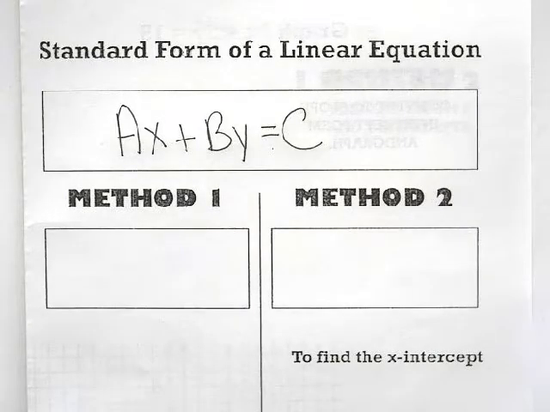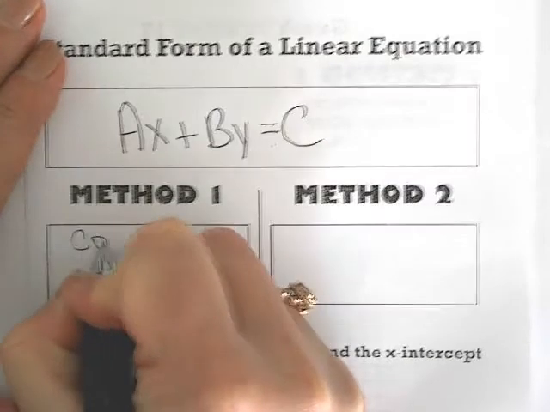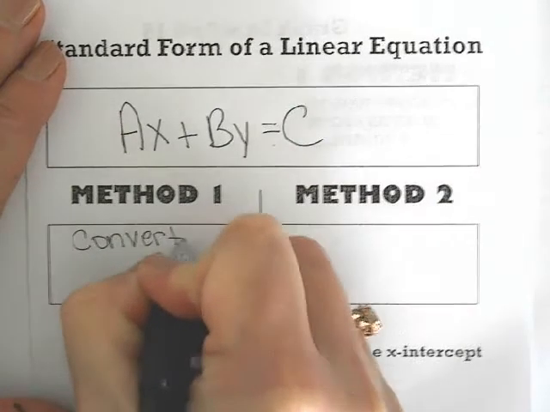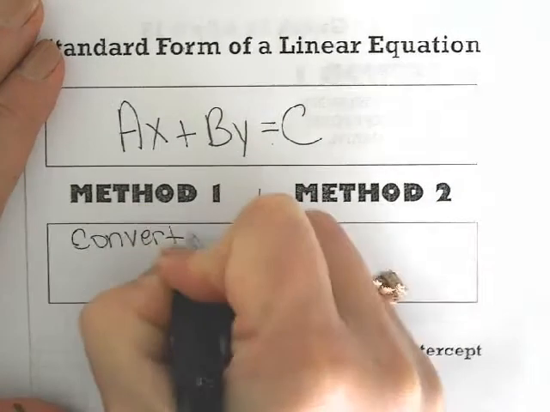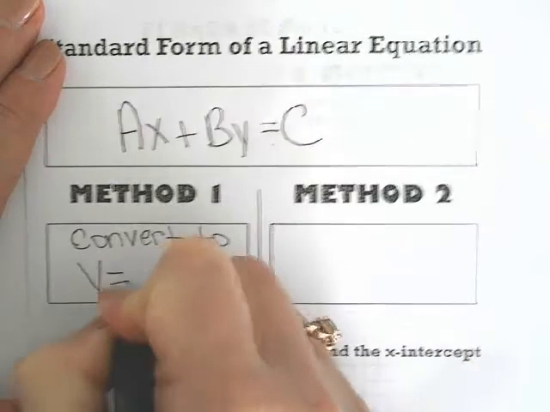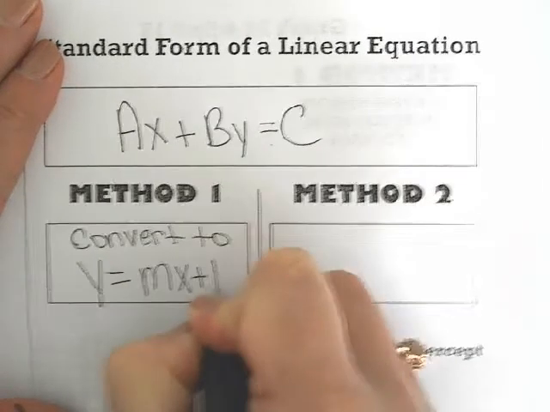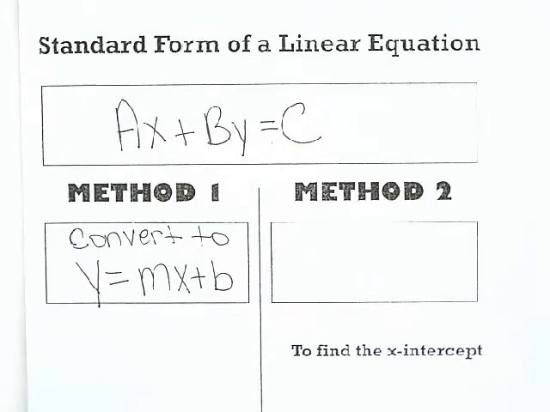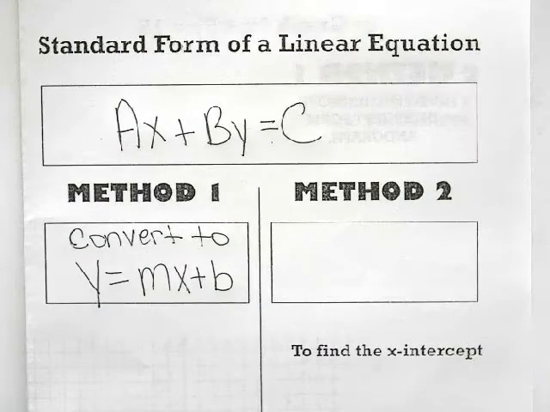There are two methods to figure out our answers when I'm looking for questions over slope or standard form. The first method is to convert to slope-intercept form. So method one, I'm going to say convert to y equals mx plus b. That means I'm using my inverse operations and moving the equation around. So that means that Ax is on the opposite side, and I divide everything by B.